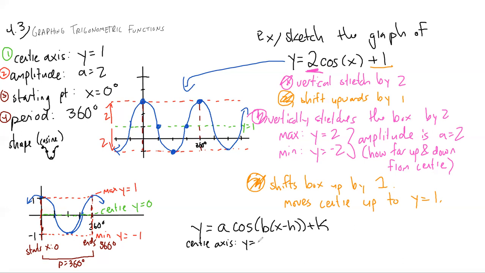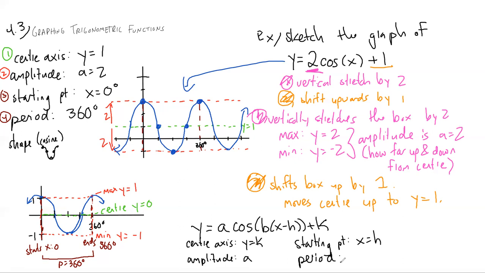It's going to be at y equals k. My amplitude is a. And that h is going to shift everything to the right by h. So what that is going to do is tell you your starting point. We normally start at 0. It's going to shift actually to h. And then the period is actually going to come from b.